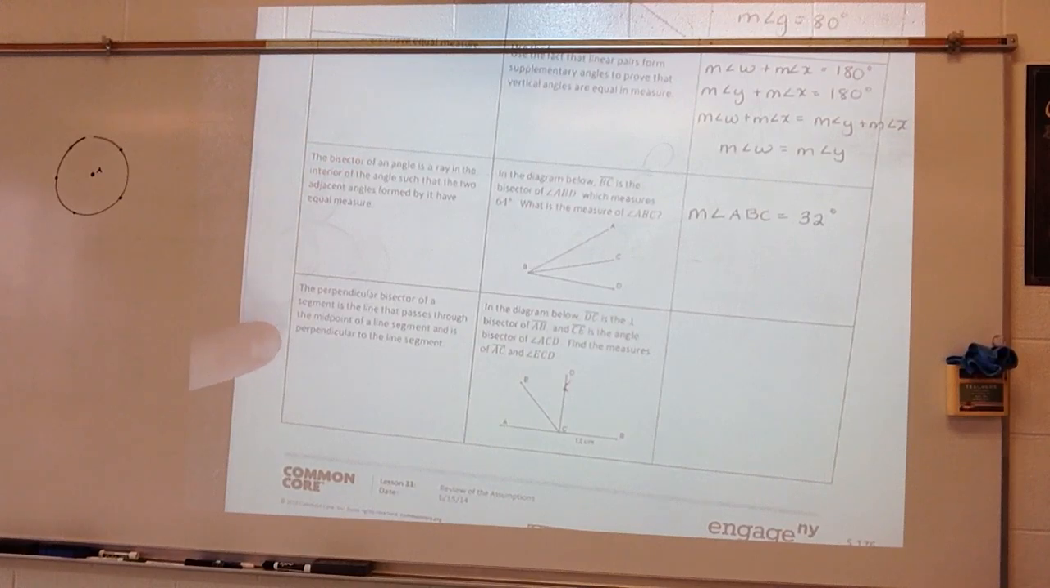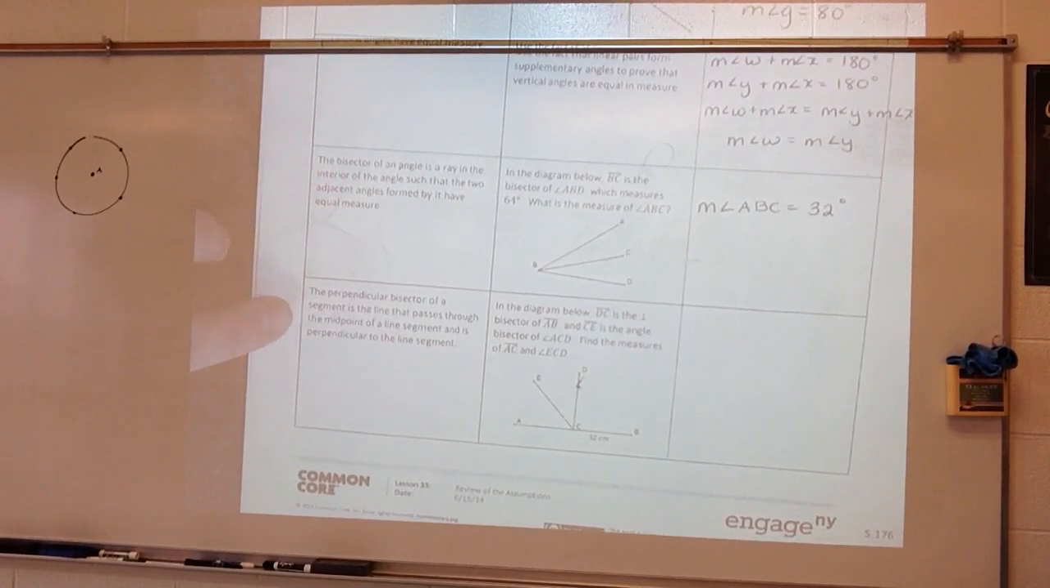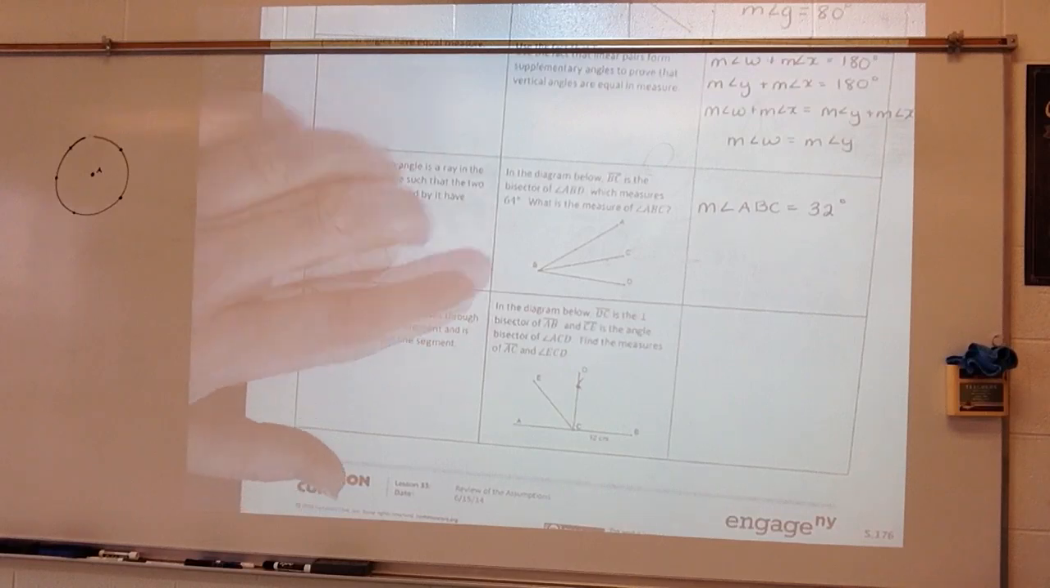The perpendicular bisector, once again, dividing into two equal parts. Perpendicular means 90 degrees. The perpendicular bisector of a segment is the line that passes through the midpoint of the line segment and is perpendicular to the line segment. So let's look at this.